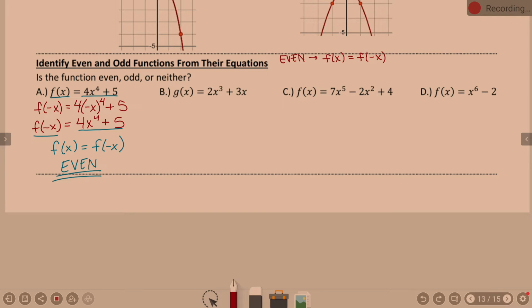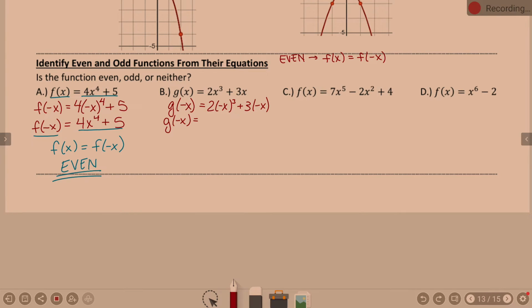So that means I need to find g of negative x. Every place I see x, replace it with negative x. So 2 times negative x to the 3rd plus 3 times negative x. Clean it up and see what we have.